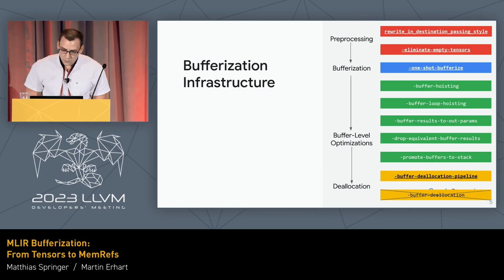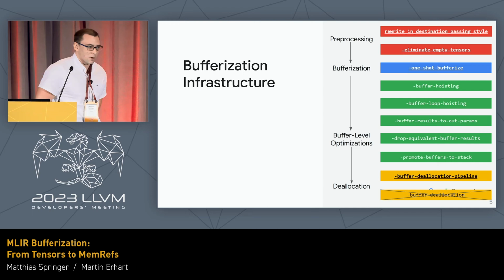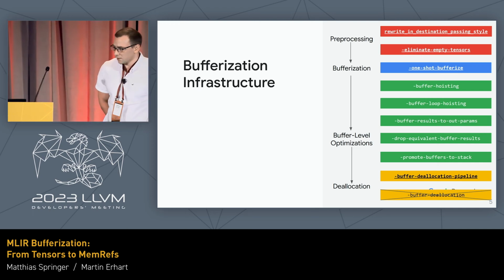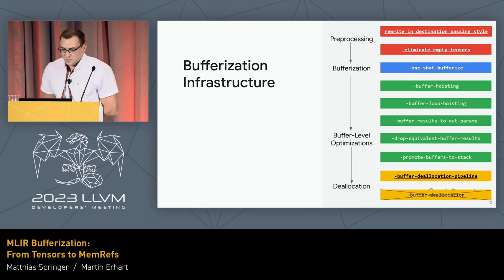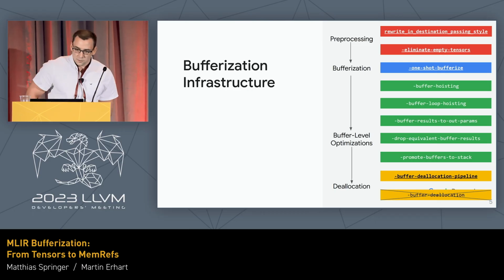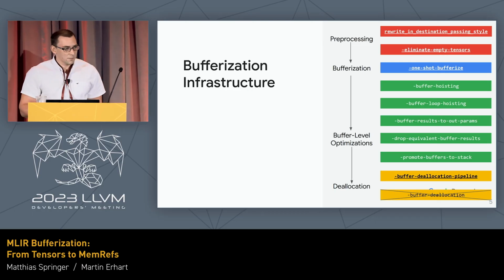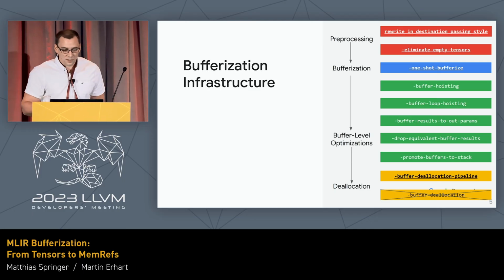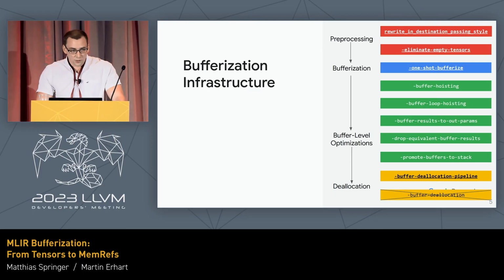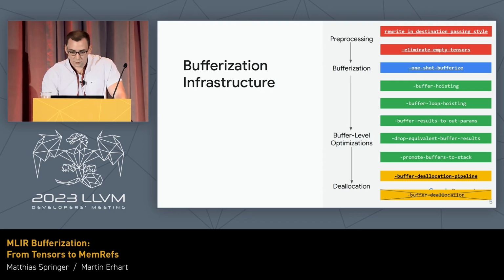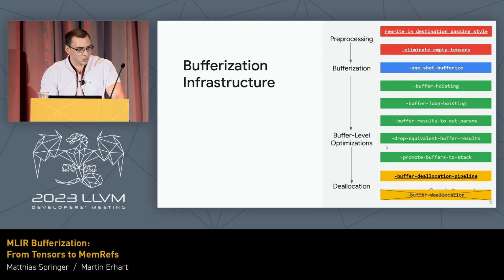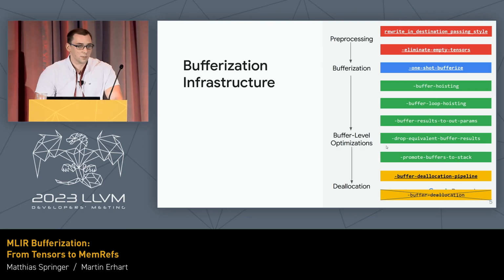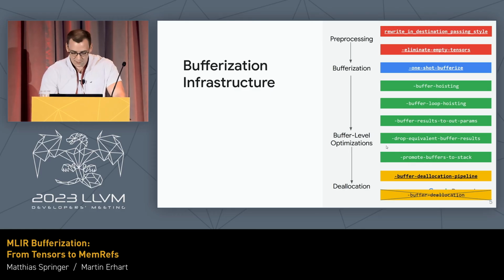So this is an overview of what we have currently in the bufferization dialect. And these are the steps that we have in bufferization. So we have a bunch of passes in preprocessing, then bufferization, buffer level optimizations, and then buffer deallocation. And today we're going to talk about the underlined ones. So we're not going to talk much about buffer level optimizations. But if you have questions about any of these, please approach us after the presentation.